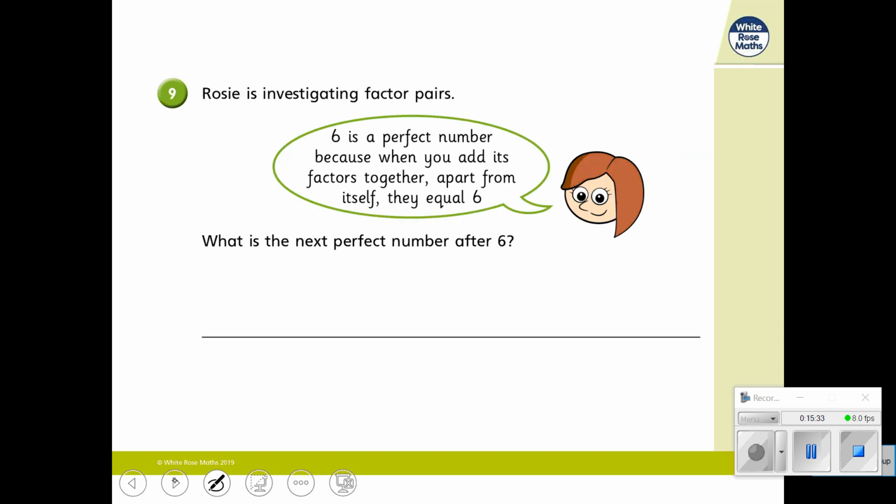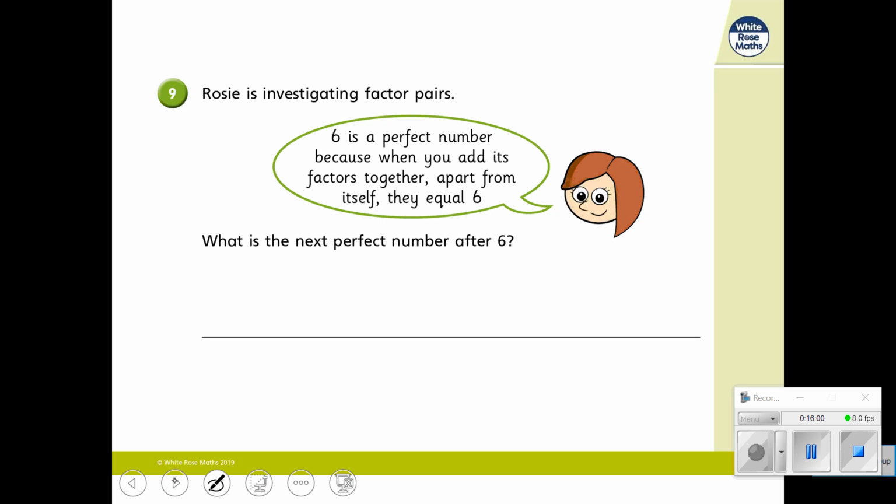Okay, we are now going on to our very last question. Oh, are you feeling worn out? I am. Okay, Rosie is investigating factor pairs. Oh, this is a tricky one, really tricky one. She says 6 is a perfect number because when you add its factors together apart from itself, they equal 6. What is the next perfect number after 6? Now, this took me a bit of time to figure out.